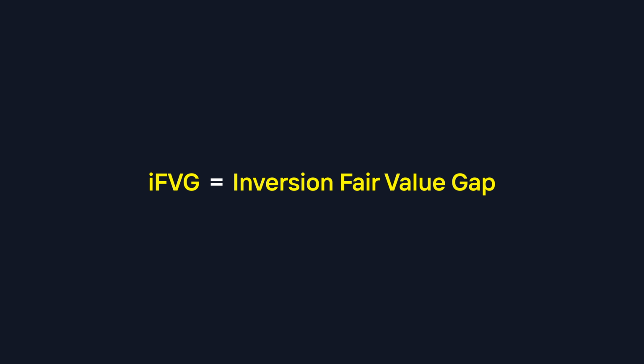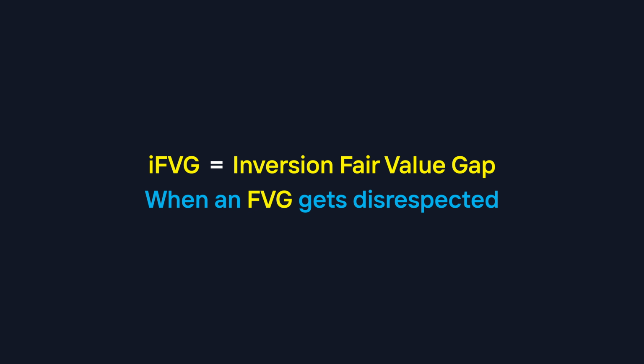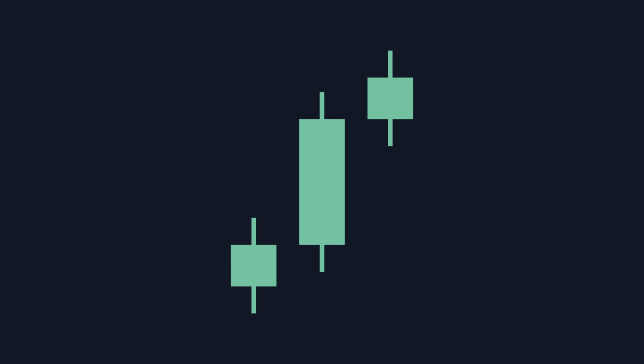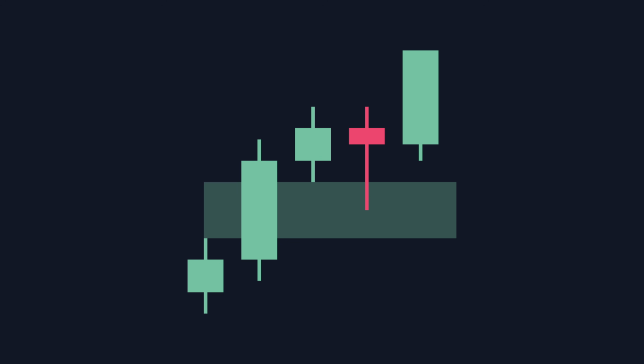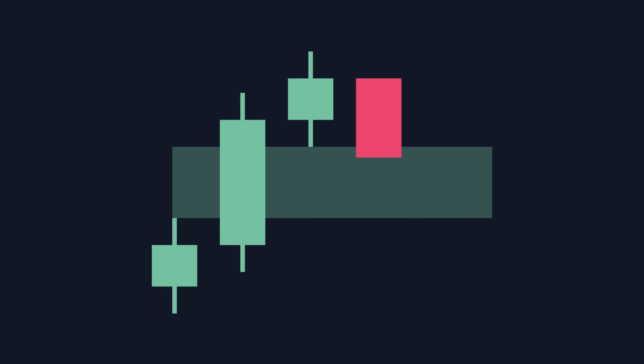An iFVG is the abbreviated name for what is called an Inversion Fair Value Gap, which is a PD array that forms when a fair value gap gets disrespected. So let's show an example of how this works. Here we have an example of a bullish fair value gap, which, as we know, would typically be targeted as an area of support. But in the scenario where the market decided to instead push through this area and close below it, this creates what we call an inversion, which essentially means that the FVG has failed and the directional bias of the gap has now flipped.